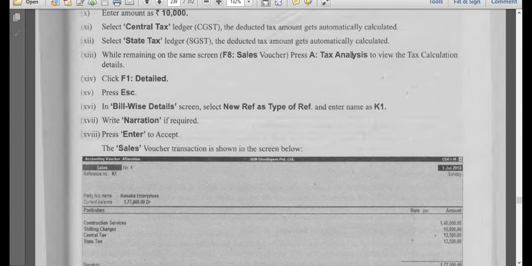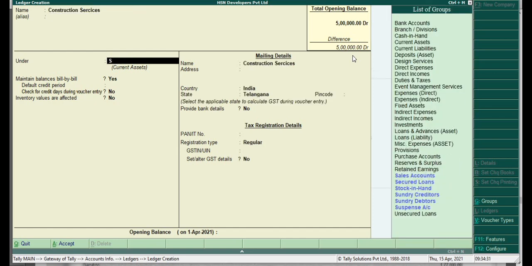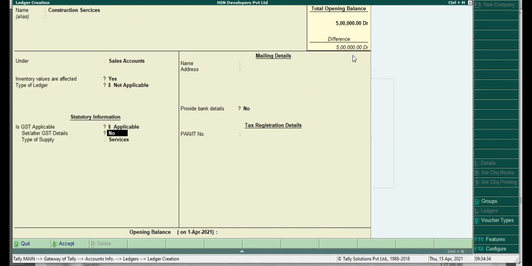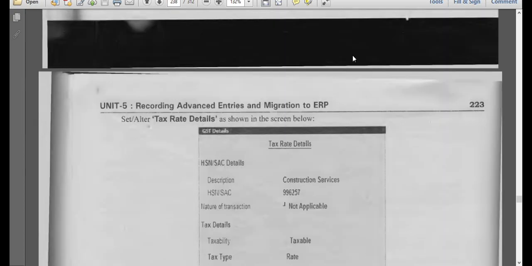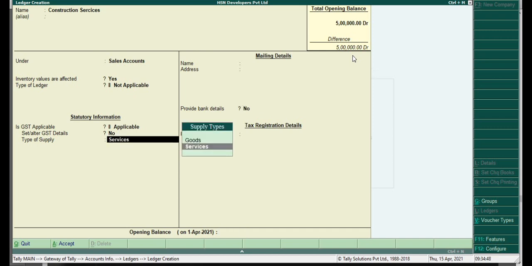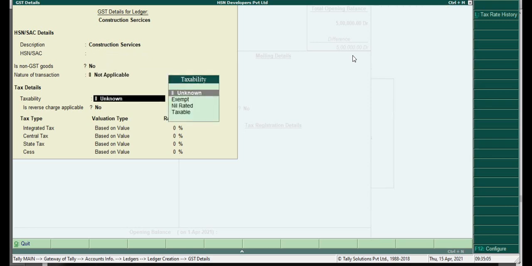Next, after Kanaka Enterprise, we have to do construction services. Construction services under sales. Taxable is 18%.